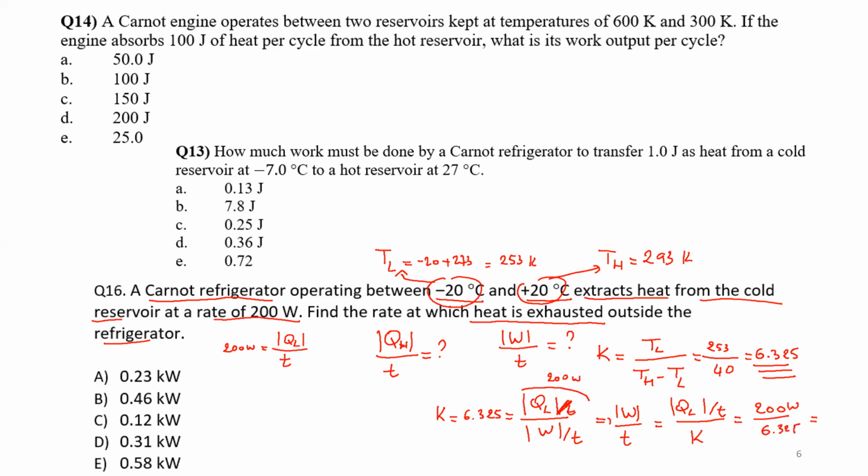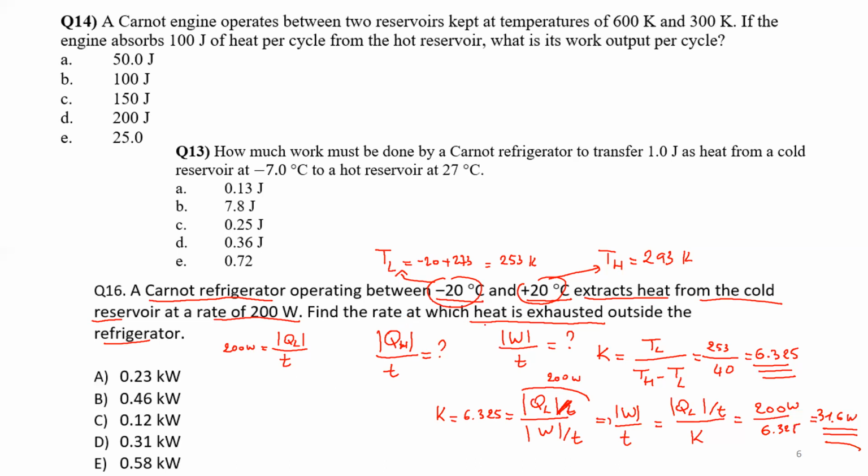So can you get me the power, or the work per unit time? 200 divided by 6.325. So the work per unit time is 31.6 watt. This is the work that I have to do on the working substance of the refrigerator. Good. Now, the question is still not that.